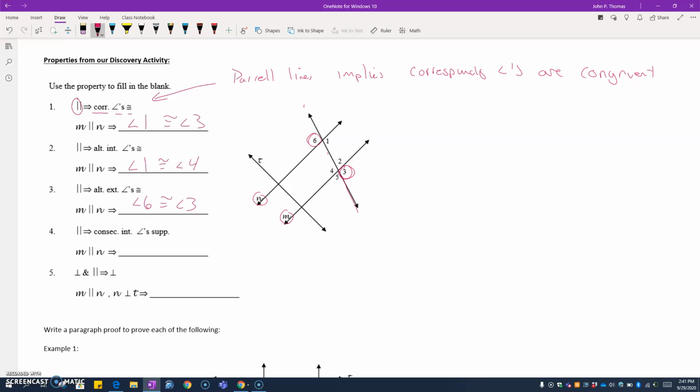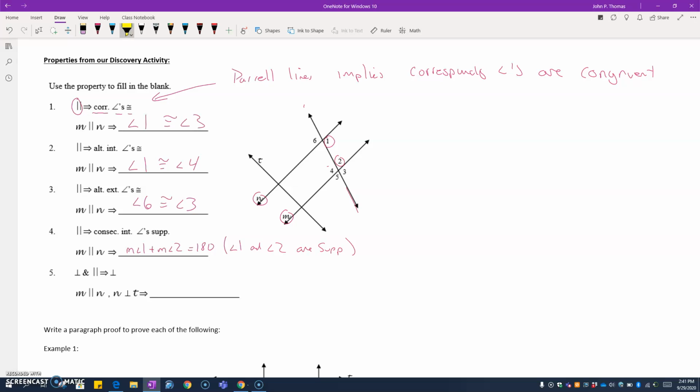All right, the next one says parallel lines imply consecutive interior angles are supplementary. All right, so we want consecutive interior, which would be 1 and 2. So we're going to say measure of angle 1 plus measure of angle 2 equals 180. Or we could say angle 1 and angle 2 are supplemental.